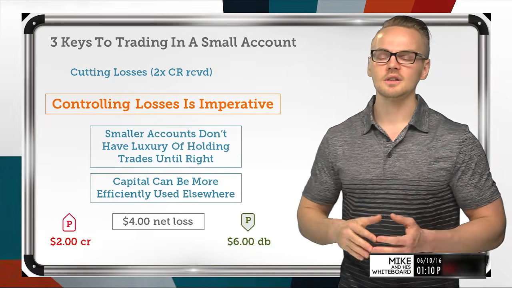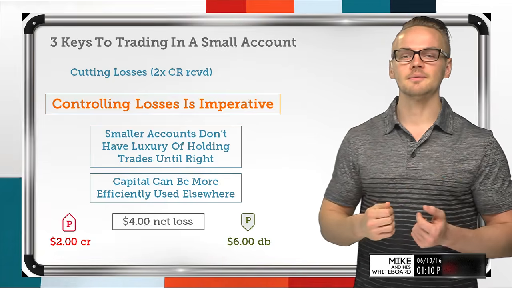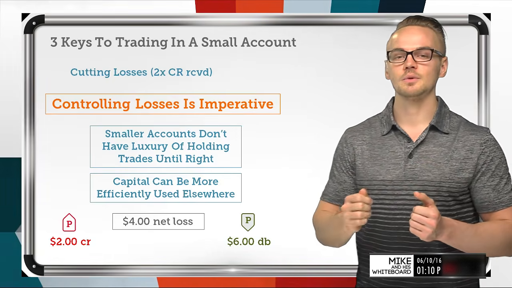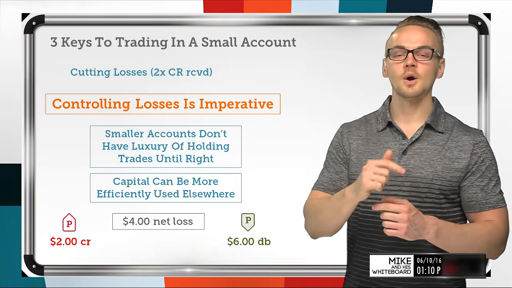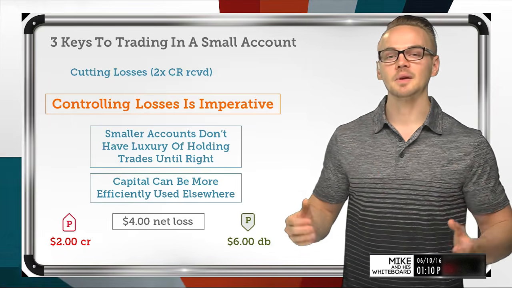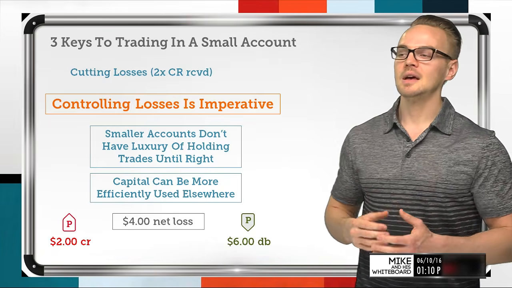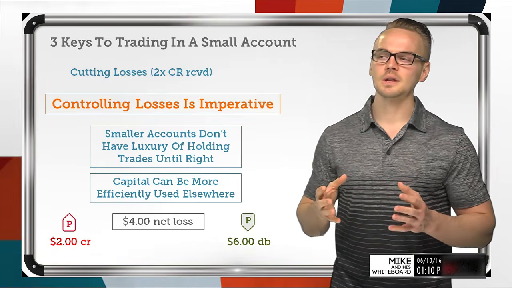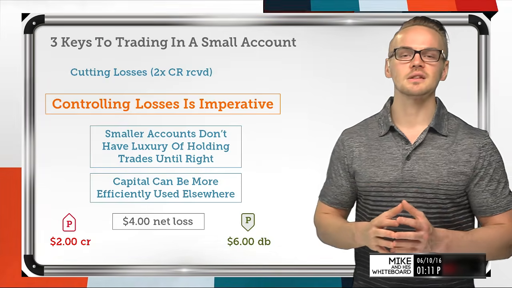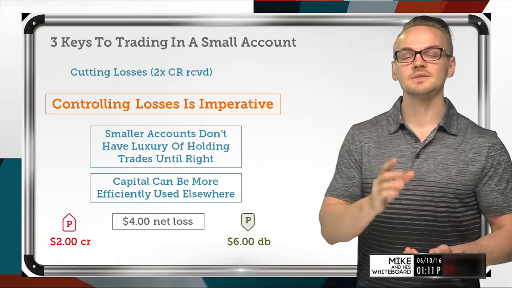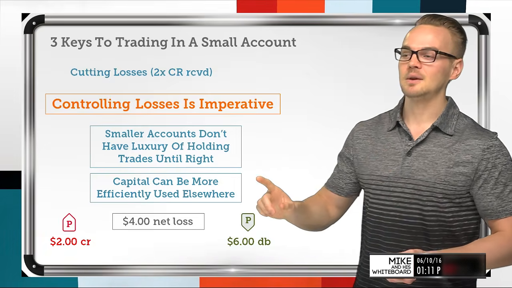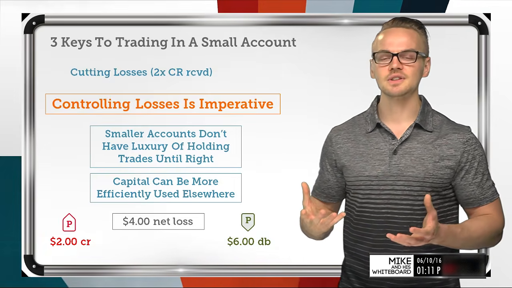So when we're dealing with larger accounts, we have the luxury of potentially holding naked options until we're right. I know a lot of traders do that, and they just hold it and continue to roll it and hope that the underlying will eventually come back up and put their option out of the money. But for smaller accounts, I think it's really important to control the losses so that we don't get wiped out by one position, where I was brought down about 10% just from that one position that I had. And really, capital can be used efficiently elsewhere.